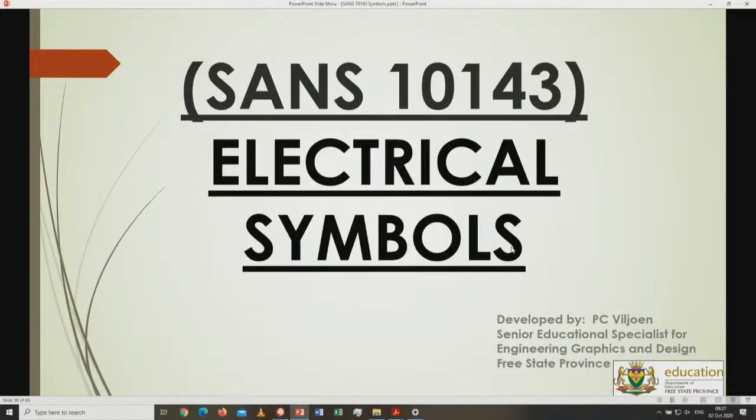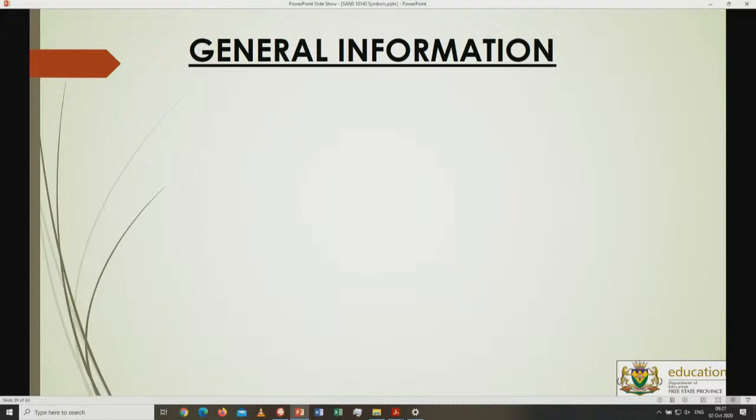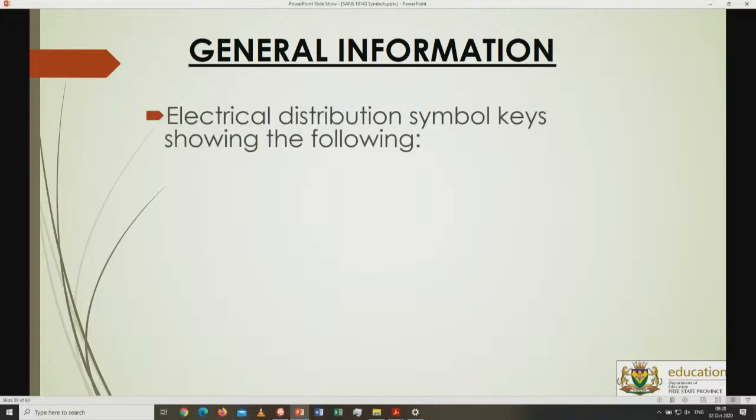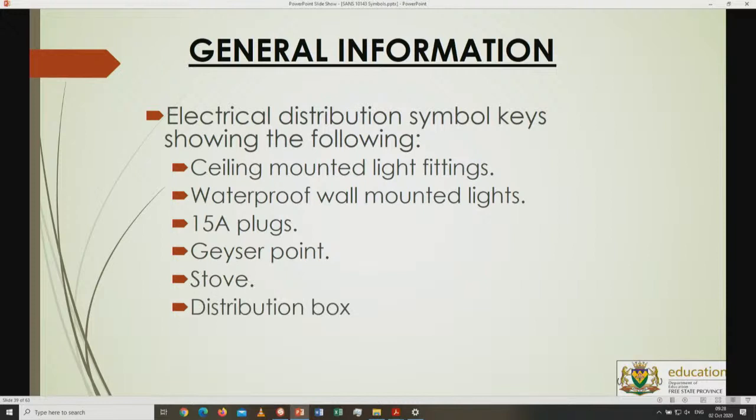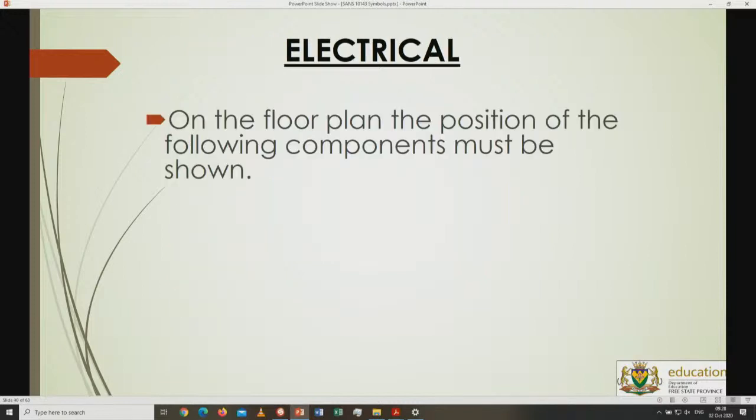Right. If it gets to electrical symbols, we will get to exam papers just now, but if we get to electrical symbols, I need to explain to you the different types of symbols that we do have. Right. So there's a few general information. It's distribution symbol keys showing the following. It's showing the ceiling mounted lights, the waterproof wall mounted lights, of course, and then also the plugs, the geyser points. It points out to you the stove, the distribution box. I will explain that all to you just now.